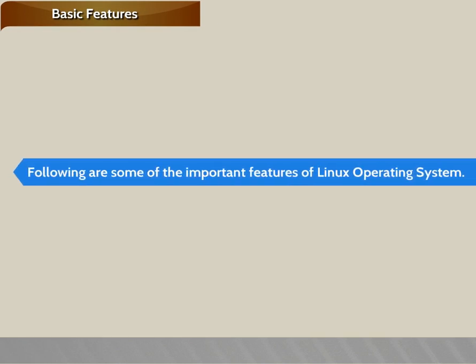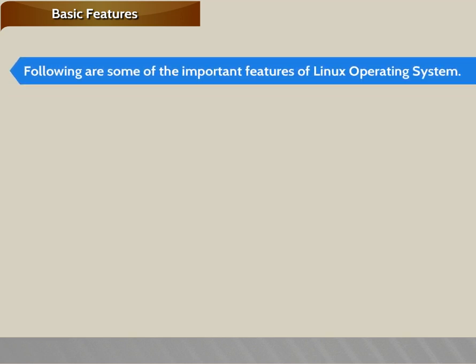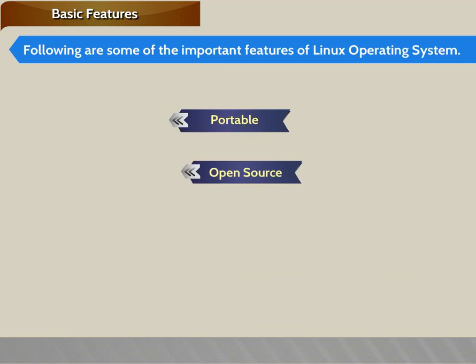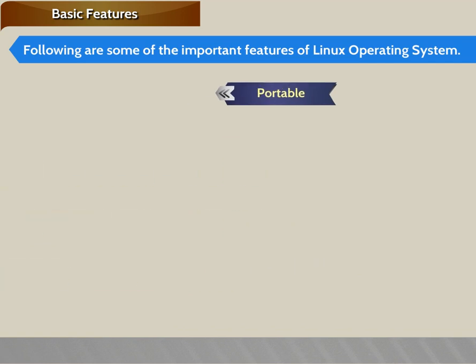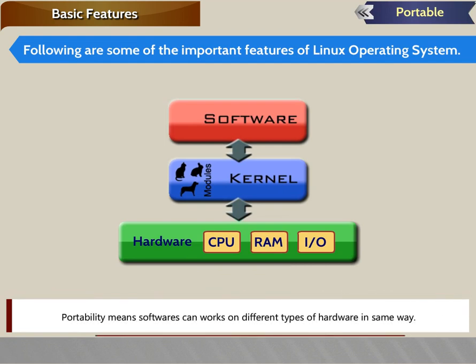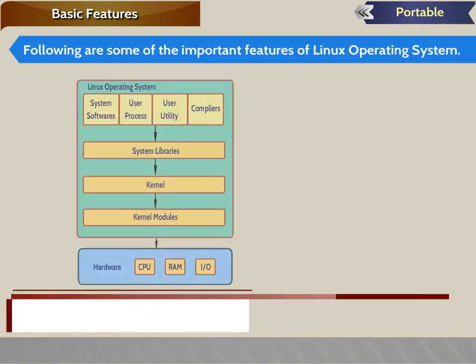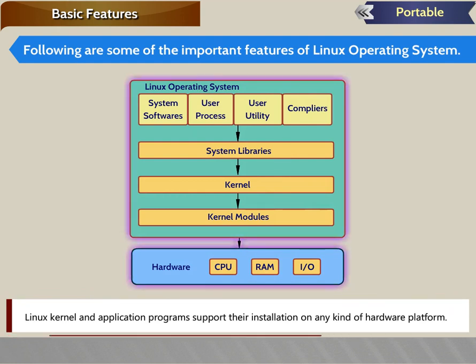Basic features. Following are some of the important features of Linux operating system: portable, open source, multi-user, multi-programming. Portability means software can work on different types of hardware in the same way. Linux kernel and application programs support their installation on any kind of hardware platform.